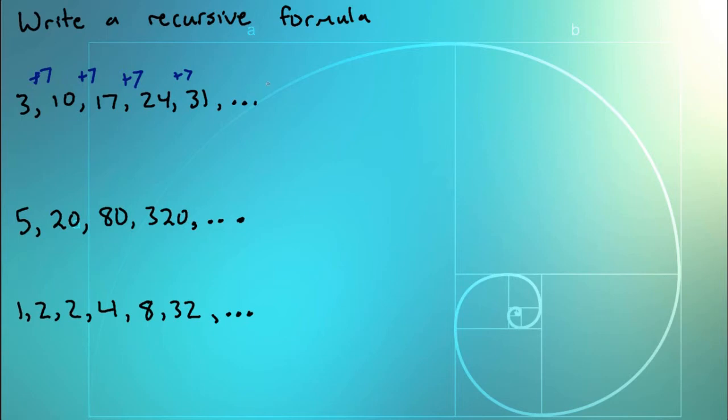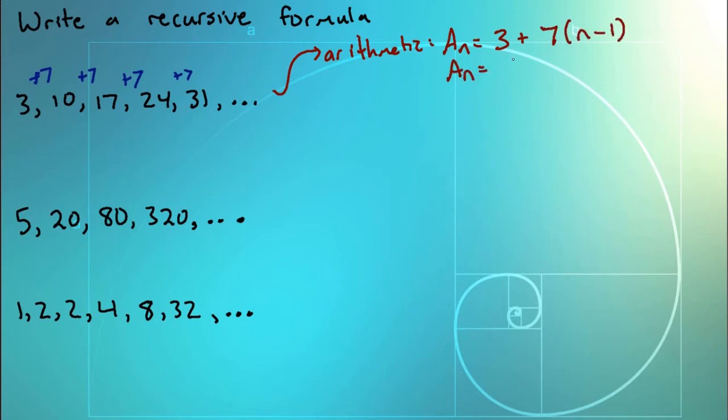So I could write, and let's go ahead and write it just for practice, the arithmetic formula for this because it is arithmetic. And we are adding 7 each time. So in that case, it'd be a sub n equals our first term, which was 3, plus our common difference 7 times n minus 1. So we don't want to forget that form for an arithmetic: common difference times n minus 1.